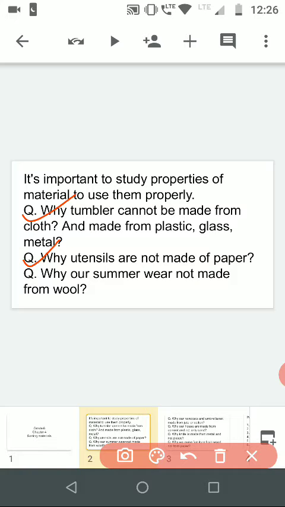Why are utensils not made up of paper-like materials? Because utensils, we put it on the fire and we have to cook inside it. Paper-like material will burn easily.